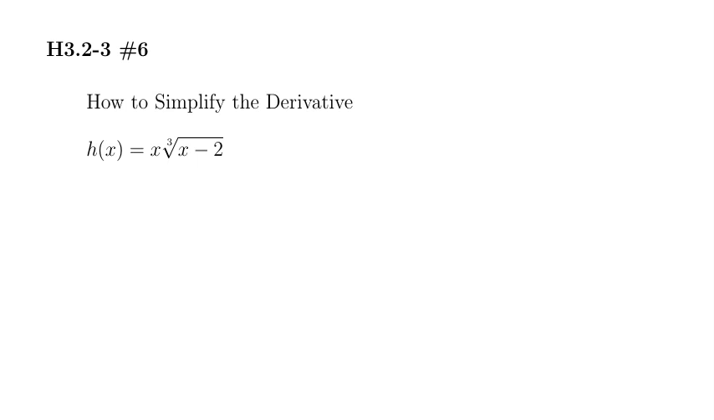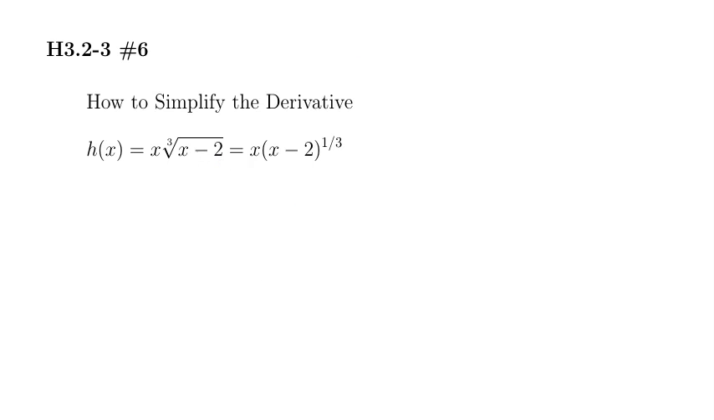We have a function h of x is equal to x times the cube root of x minus 2. The first thing I would do, when I take the derivative, is that I don't like the cube root, so I'm going to rewrite it. The cube root is equivalent to the 1/3 power, so I'm going to rewrite the cube root as the 1/3 power, which would look like this.